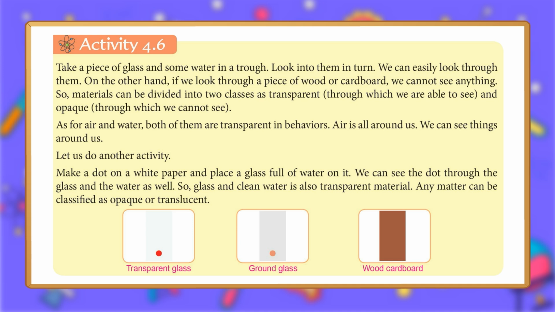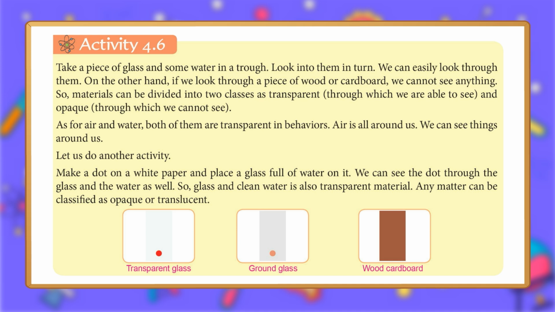So, materials can be divided into two classes: transparent, through which we are able to see, and opaque, through which we cannot see. As for air and water, both of them are transparent in behavior. Air is all around us. We can see things around us.